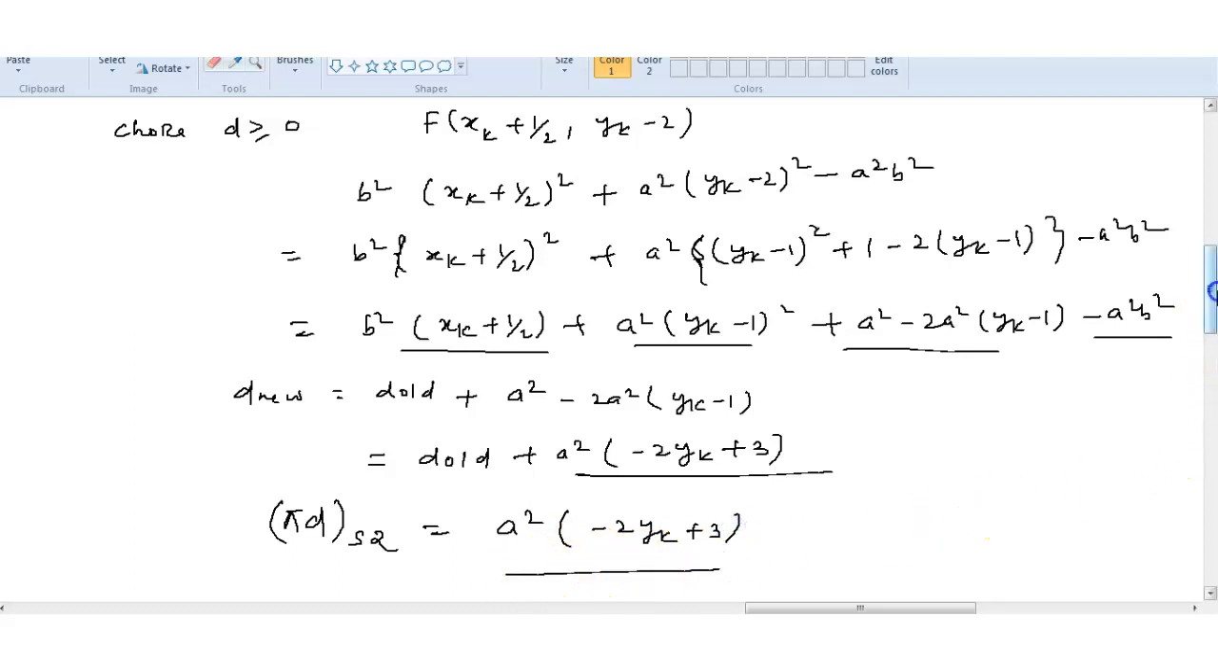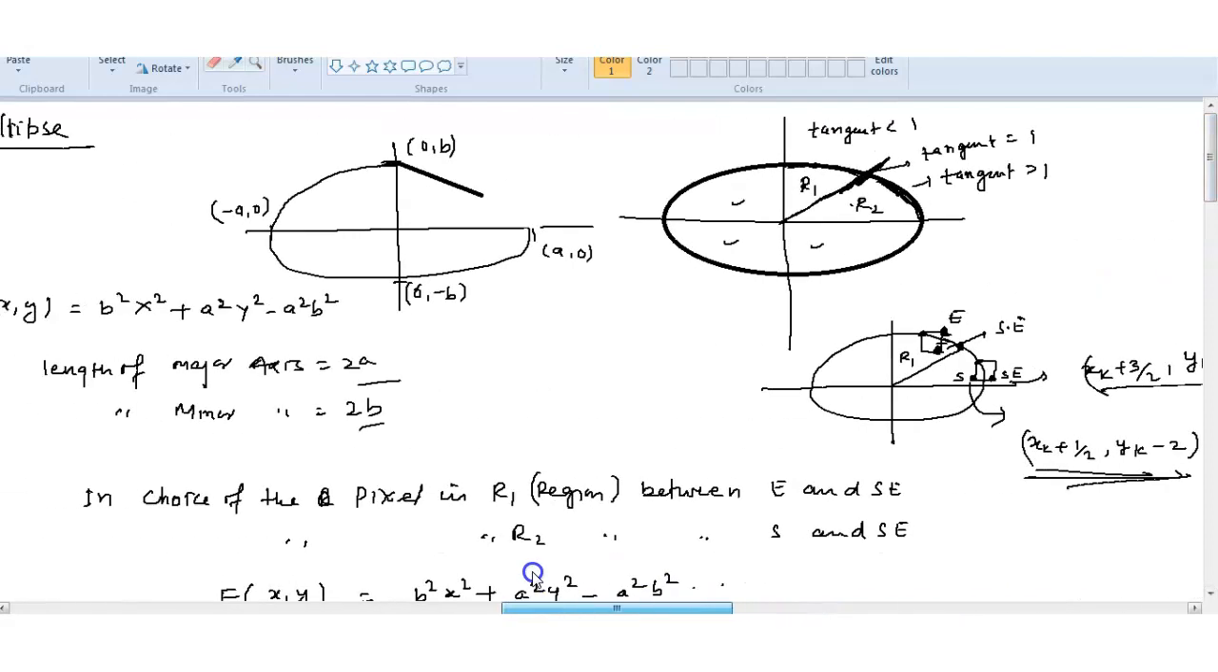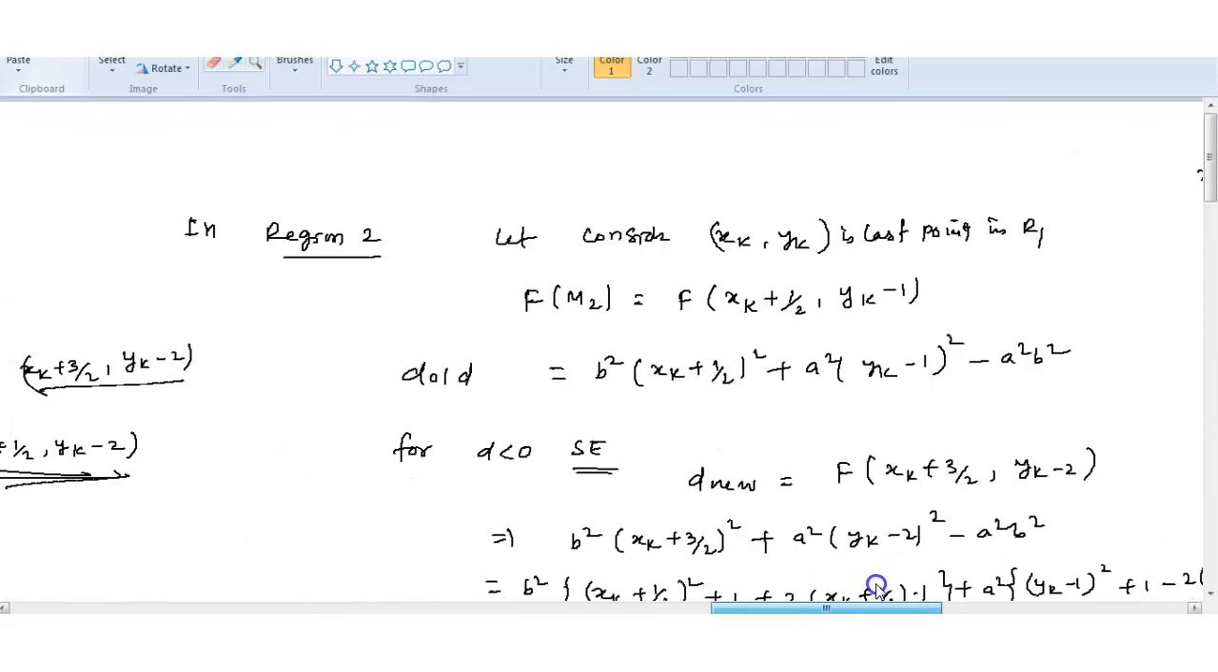So this is the drawing of the ellipse. We'll see some problems based on this ellipse, and then we'll see some problems based on this.